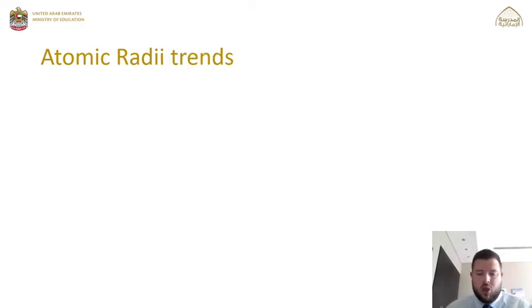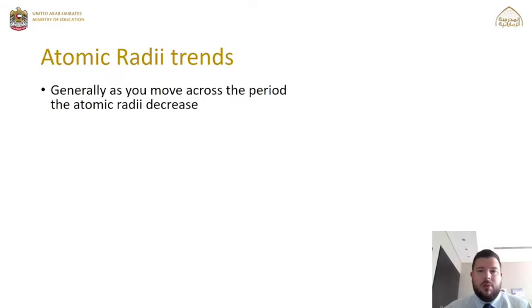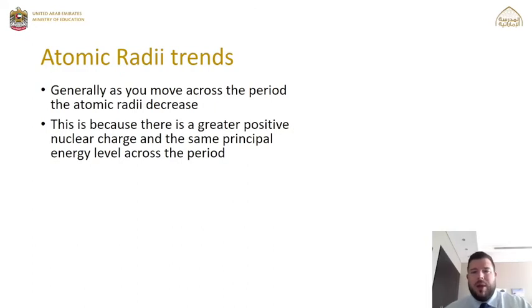Atomic radii trends. So generally, as we move across the period, the atomic radii will decrease. It becomes smaller. Now, what you've got to remember is as we go across the period, all of the valence electrons are located in the same principal energy level. However, as you move across the period, the number of protons in that nucleus is increasing. So the nuclear charge is more positive, and that attracts these valence electrons more strongly, and it causes the atomic radii to get smaller because of this stronger attraction.